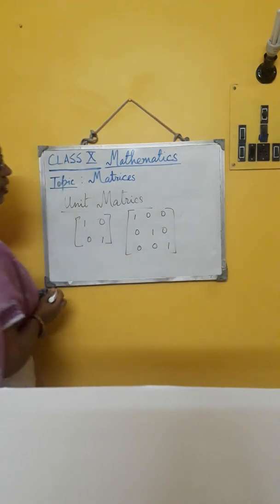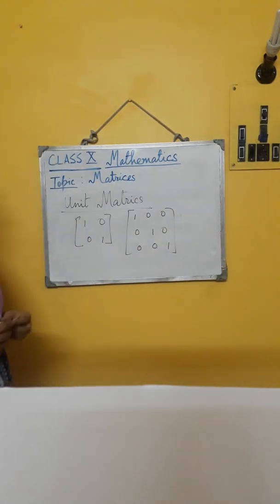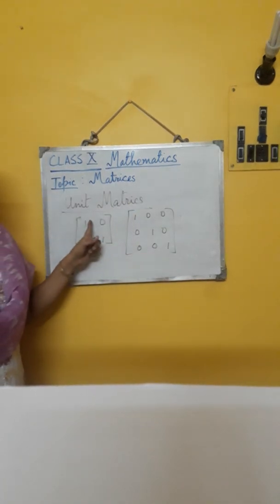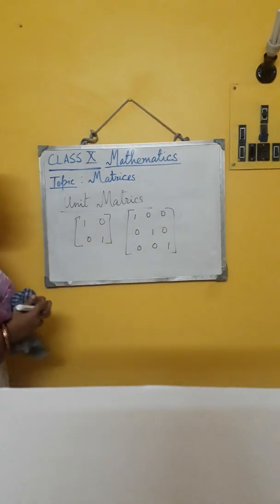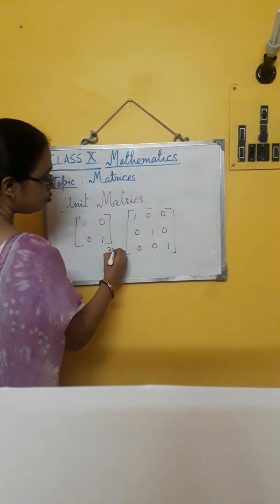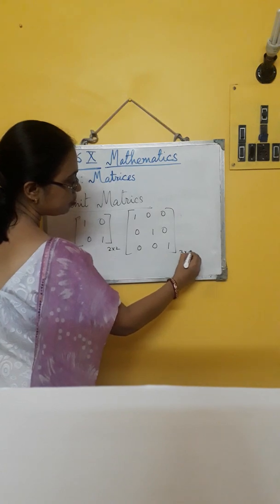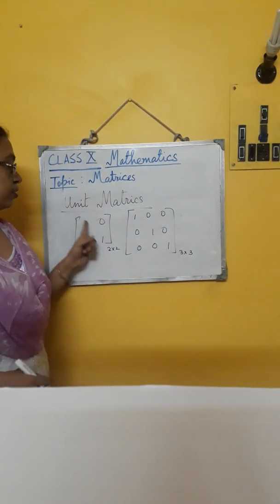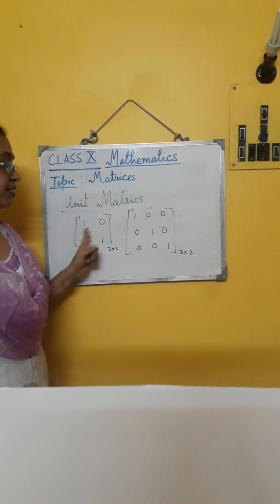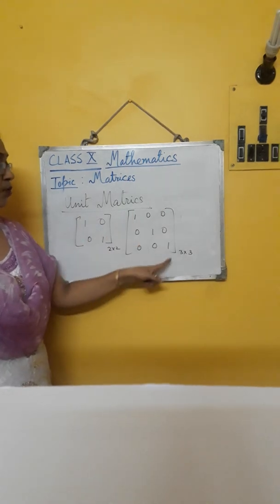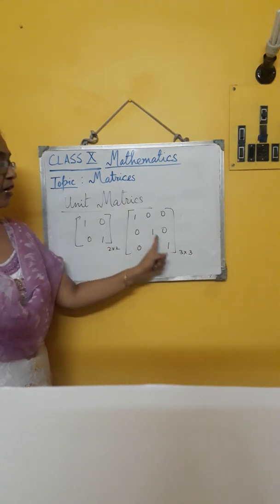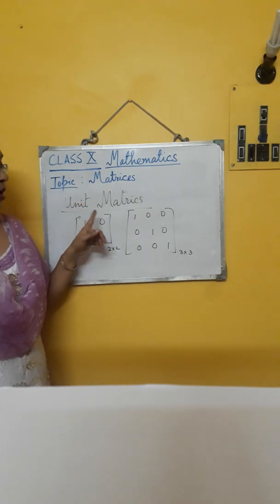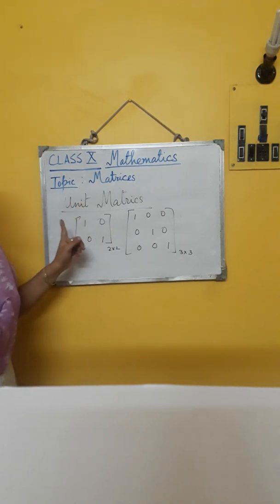Now what is a unit matrix? Here the diagonal elements are 1 and the rest of the elements are 0. You can see it is a 2 cross 2 matrix, and this is a 3 cross 3. In the 2 cross 2 matrix, the diagonal is 1 and the rest of the elements are 0. Here in the 3 cross 3 matrix, the diagonal is 1 and the rest are 0. That is called the unit matrix.